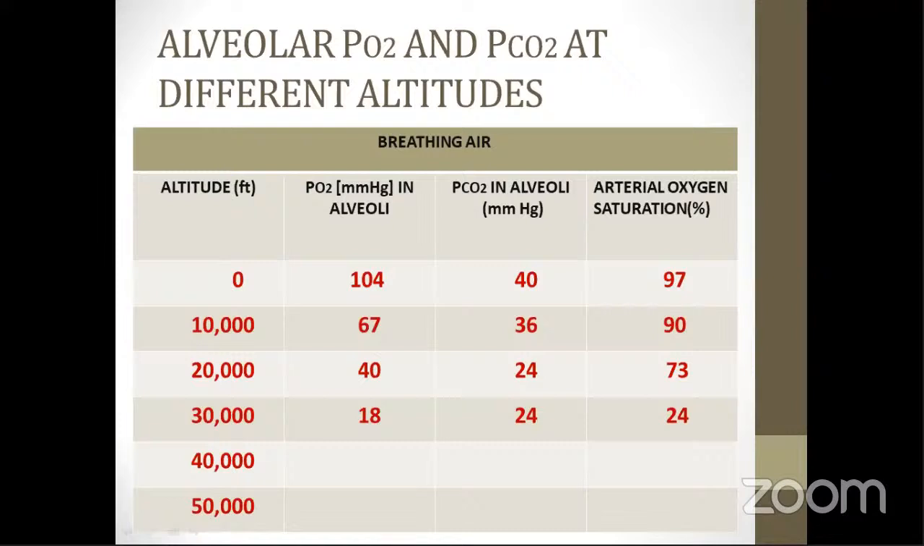You should memorize the alveolar PO2 at sea level. That you should know. It is 104 millimeters of mercury. Alveolar PCO2 at sea level is 40 millimeters of mercury. Arterial oxygen saturation you should also know: at sea level it is 97%, and it decreases when you go to high altitude.